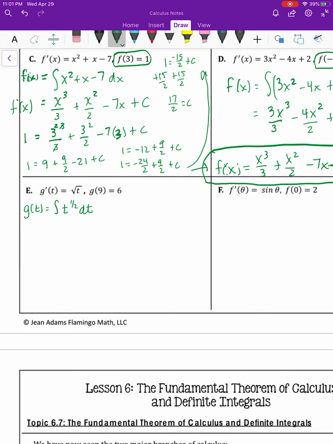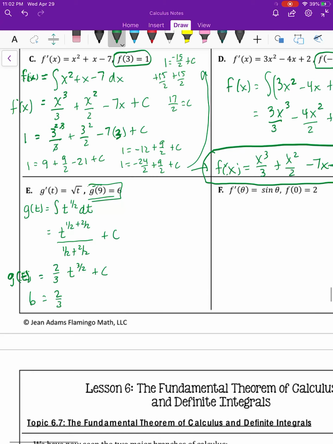Letter E. G of t is the integral of t to the 1/2 dt. So I just wrote it as t to the 1/2 because I knew I wanted to use my rule of taking t to the 1/2 plus 2/2 and then dividing by 1/2 plus 2/2 plus c. So this is t to the 3/2, and then division by 3/2 is the same thing as multiplication by 2/3, plus c. So that's my general solution for g of t.